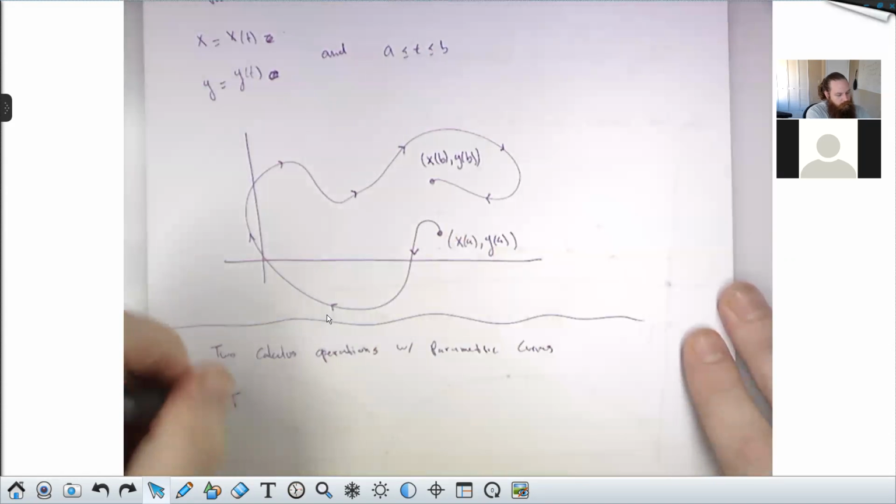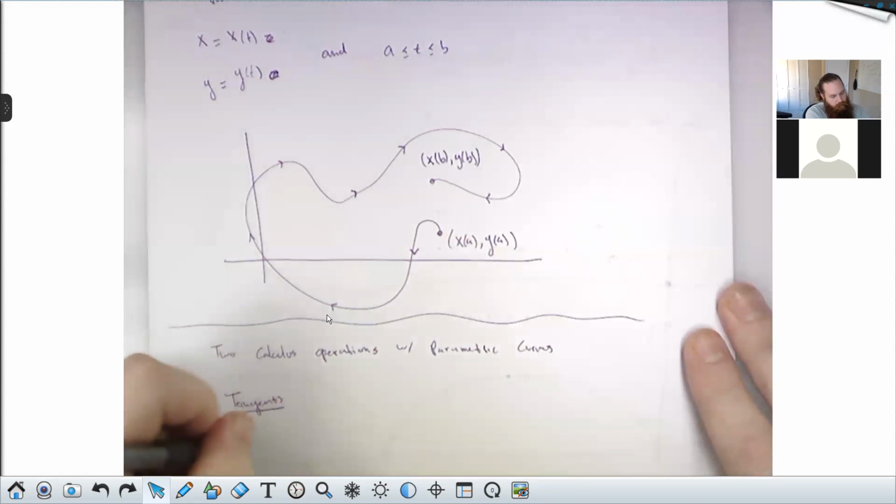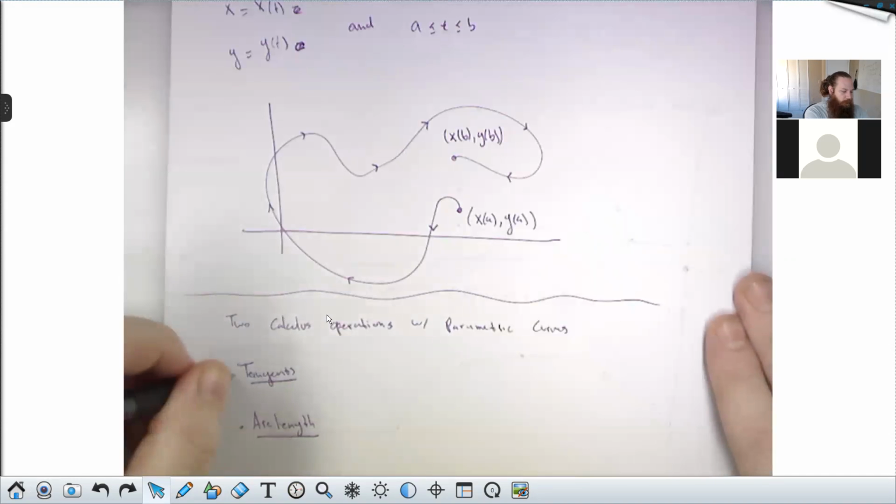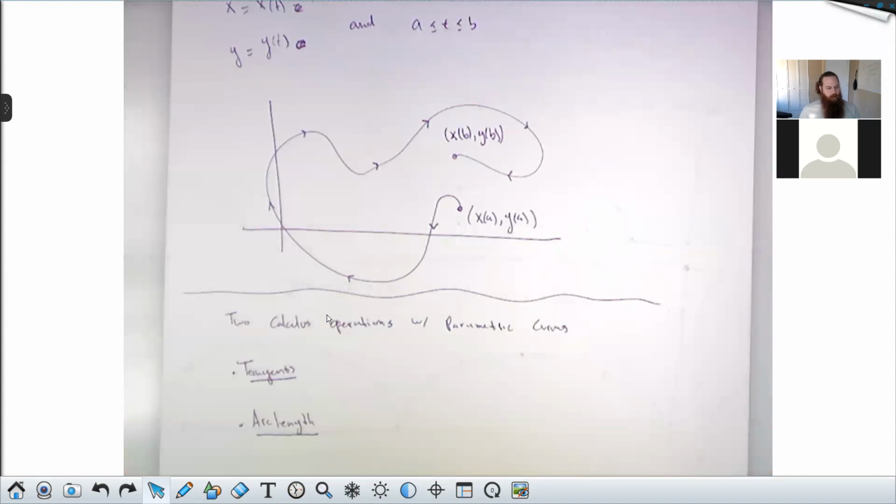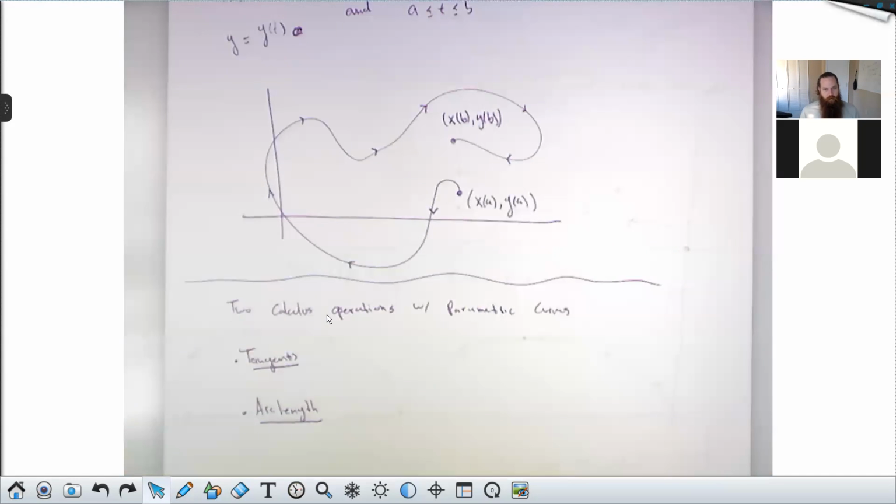They are tangents and arc length. Sometimes I don't even teach arc length back in chapter 8. I just teach it here in chapter 10 because I think arc length makes so much more sense here. Tangents are also kind of interesting.